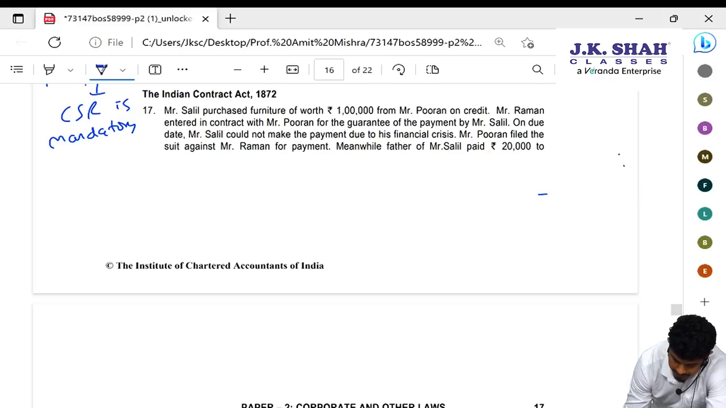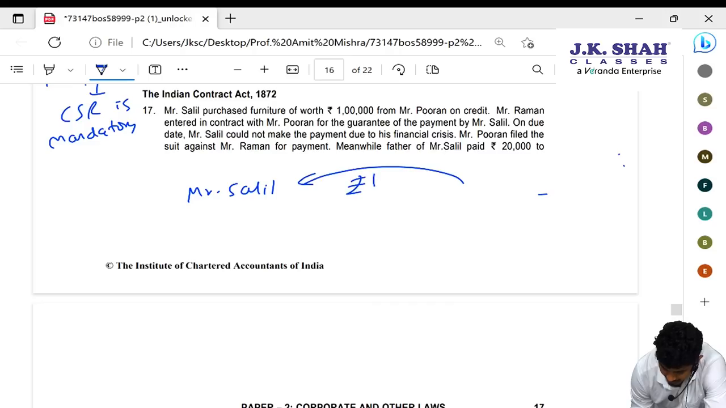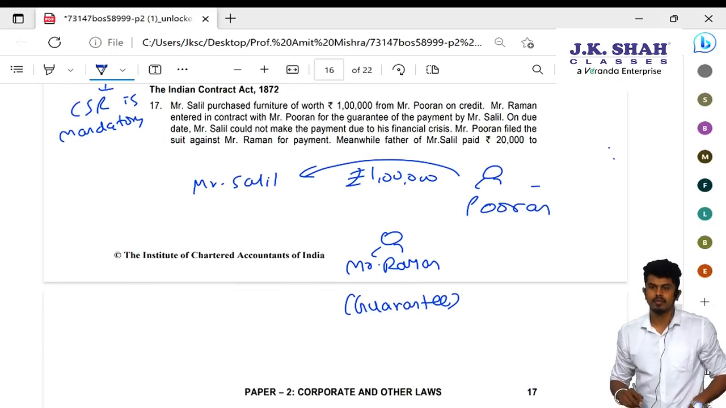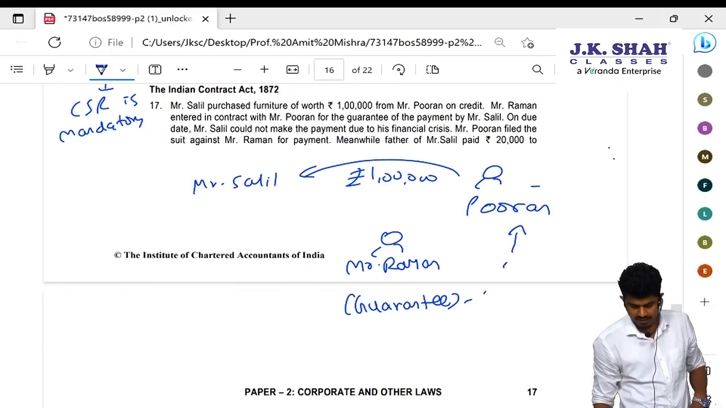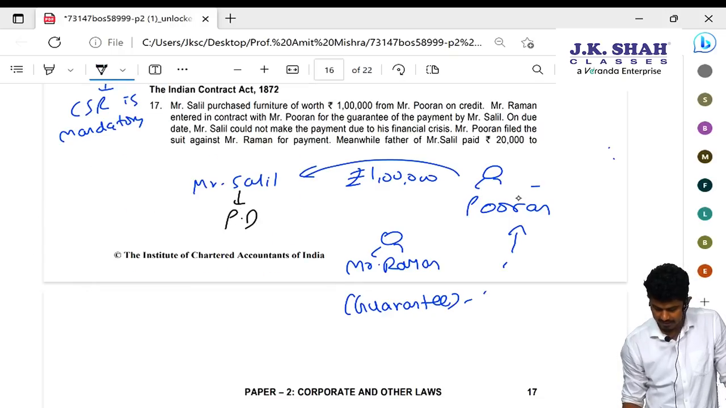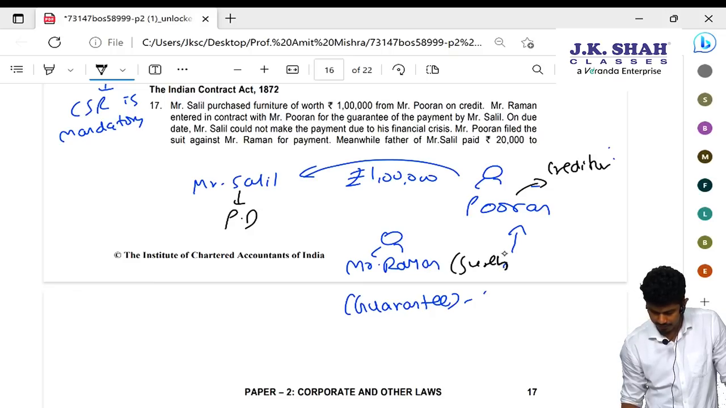So, Salil has purchased furniture of 1 lakh from Puran. And Mr. Raman has given guarantee to Puran. So can I say Salil is principal debtor, Puran is creditor, and Raman is surety. Okay. On due date, Salil could not make the payment.